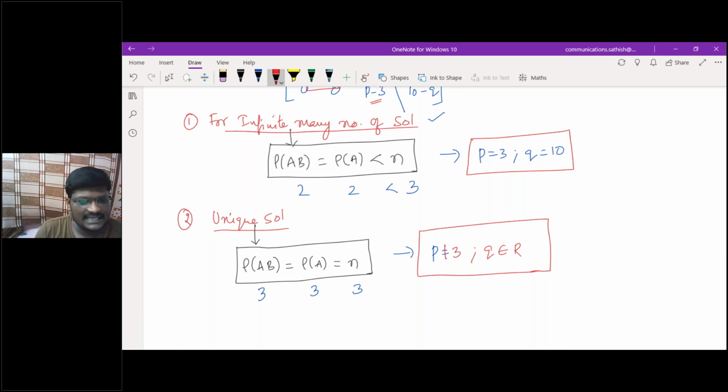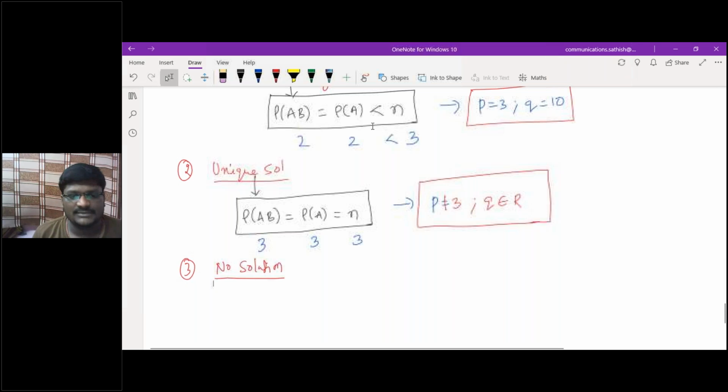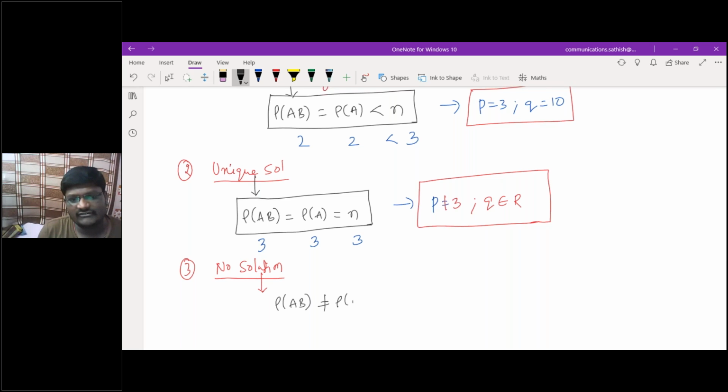In this case you will have all three things which happen with respect to 3. Next, for the last one, no solution. For no solution, what condition must it obey? Rank of A is not equal to rank of AB. This must be satisfied, then only I can call it no solution. Which case is it?